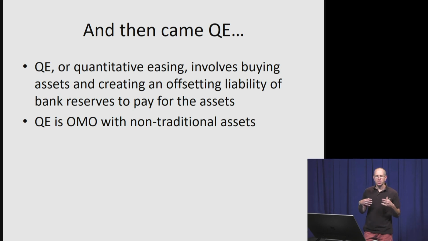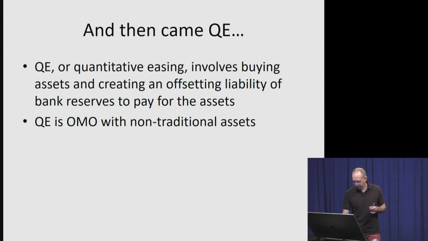And more relevantly for our purposes here, they also introduced quantitative easing programs, or in other words, large-scale asset purchases. That's sort of central bank speak for QE. And what QE involves is buying assets that are non-traditional central bank assets, and then creating an offsetting liability of bank reserves to pay for these assets. So again, the key thing to think about is that QE programs are nothing more than open market operations with non-traditional assets. And the traditional asset the Fed used to acquire were Treasury bills.